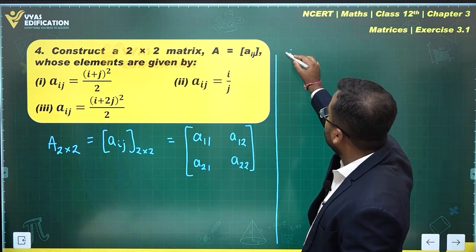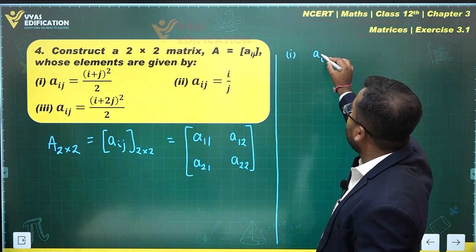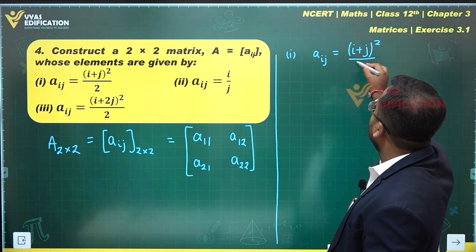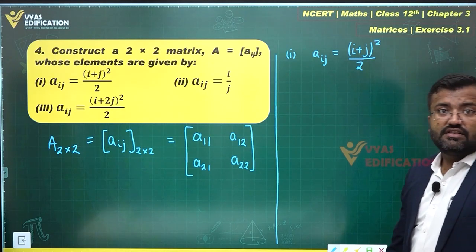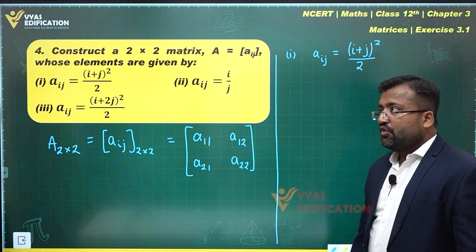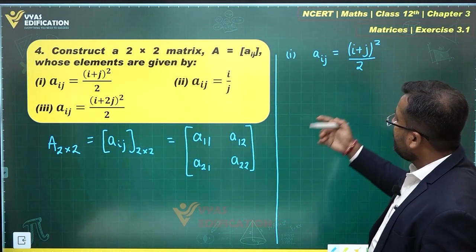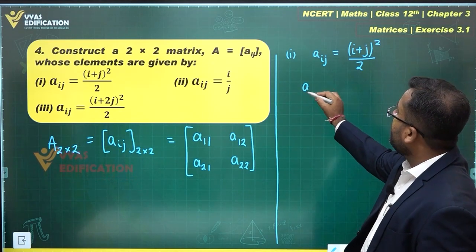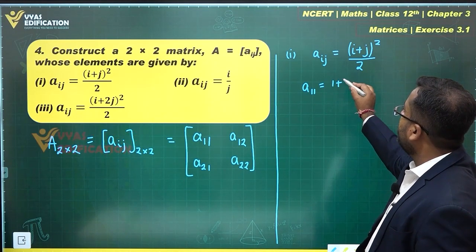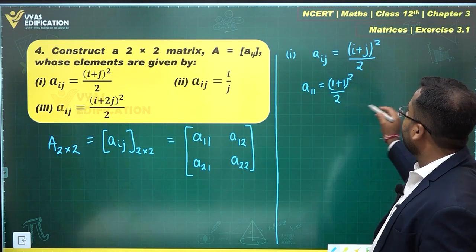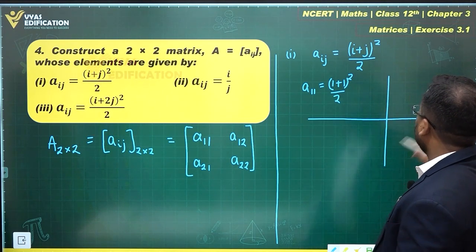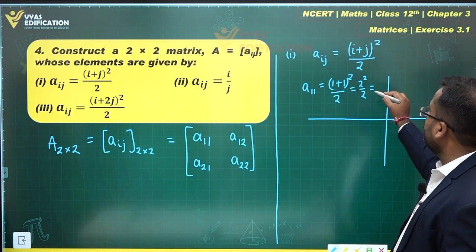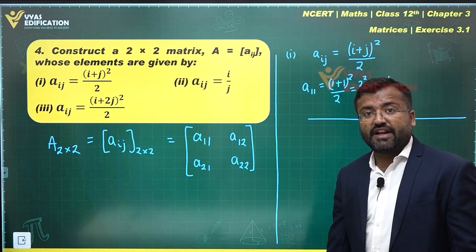Let's take a look at the first part. For the first part, it is given that Aij equals (i plus j) whole square, divided by 2. Since Aij is known, can we find A11, A12, A21, A22 very easily? Yes, let's do that. A11 is equal to (1 plus 1) whole square by 2. This is equal to 2 square over 2, which is actually 2. So the value of A11 that I am getting is 2.